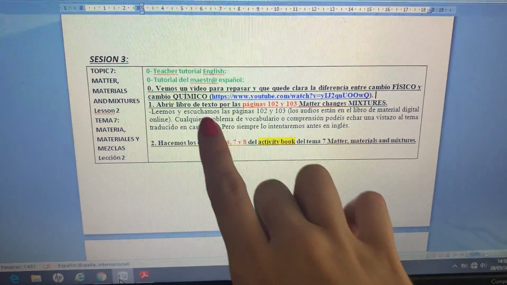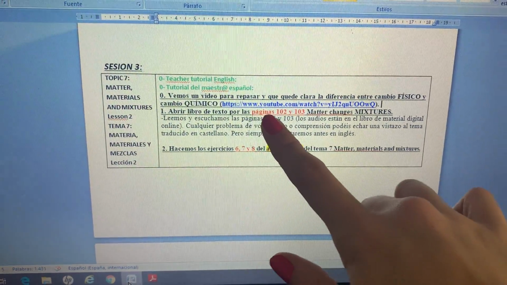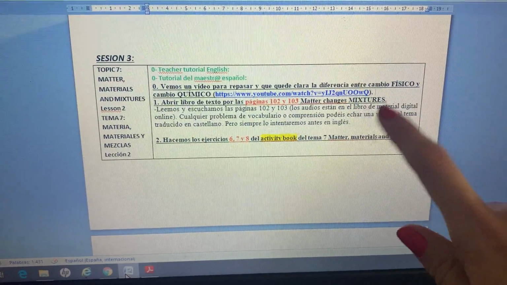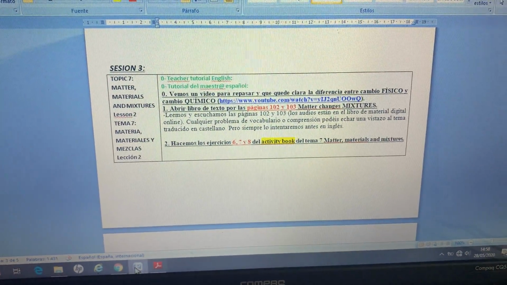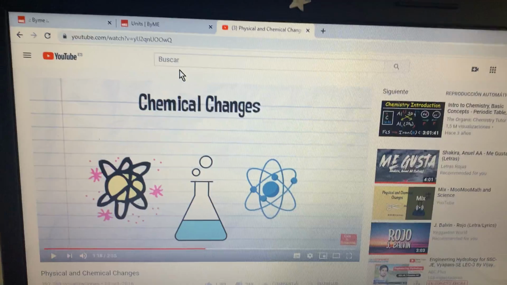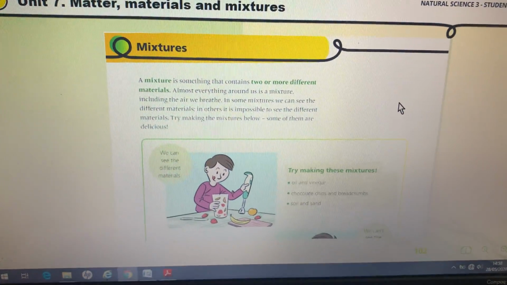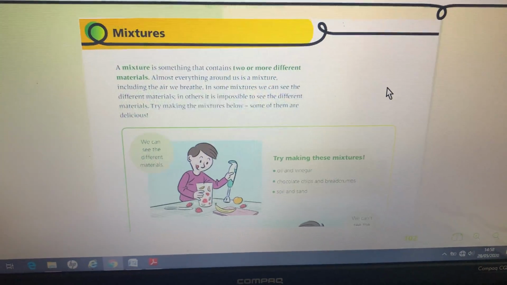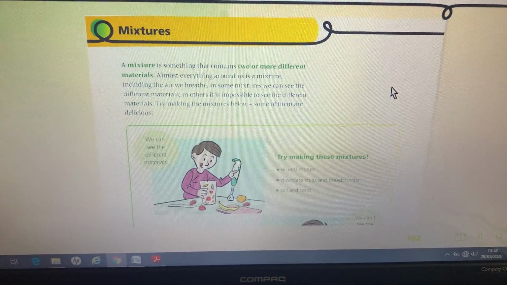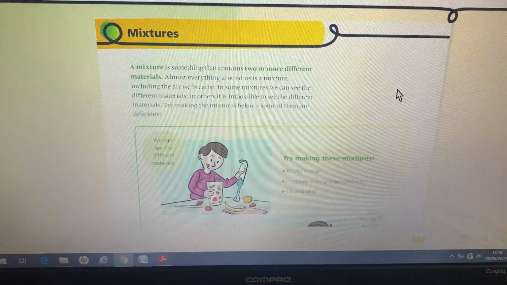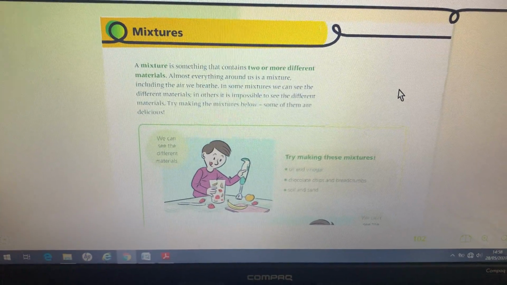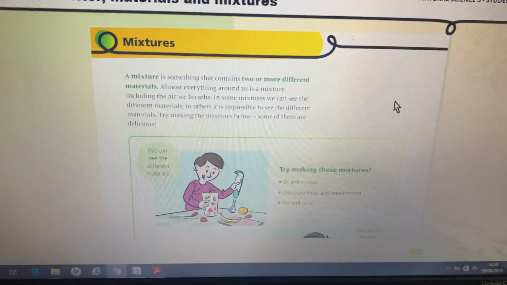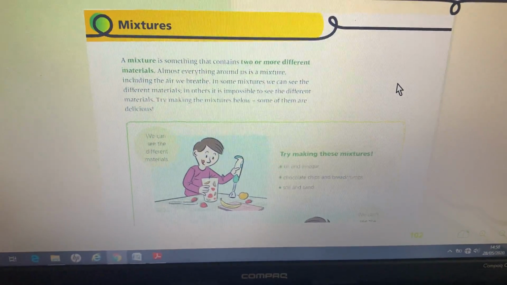Then it says that we have to open our book on pages 102 and 103. Today we are going to study mixtures. This is page 102. I'm going to explain as always, but after that you can open your online book and listen to the different audios that it offers in your computer or in your mobile phone. Okay, let's see what it's going to talk about.